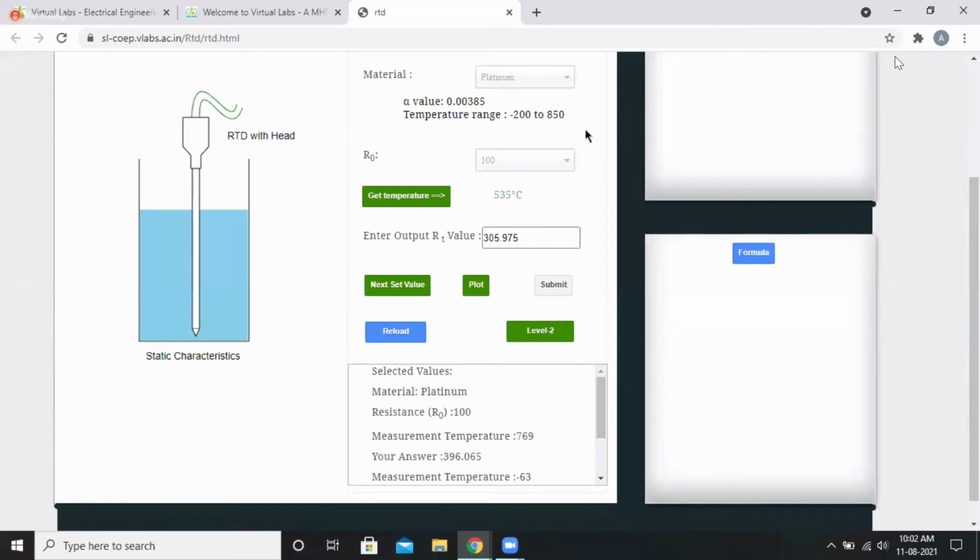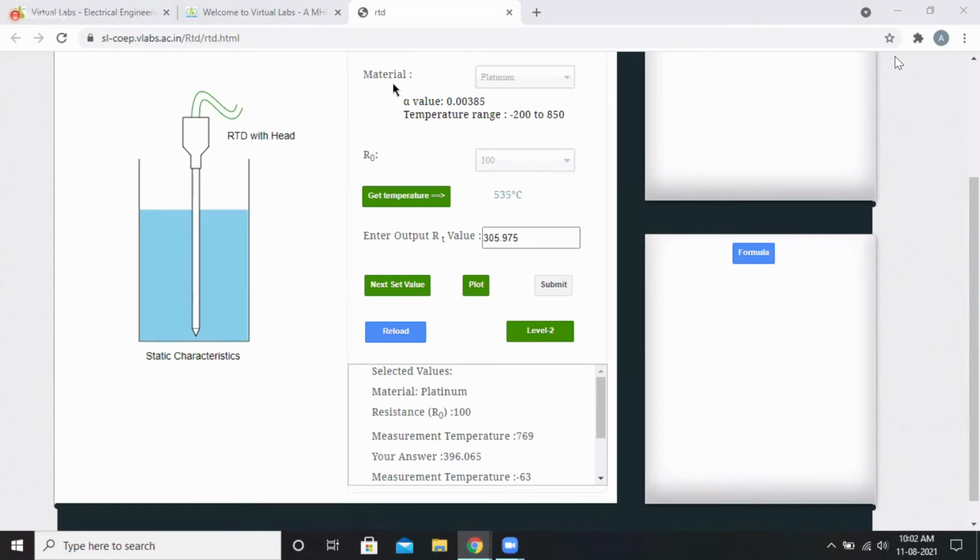What is alpha? Name of the alpha. 0.00385. That is the value of alpha. What is alpha? Temperature coefficient, sir.